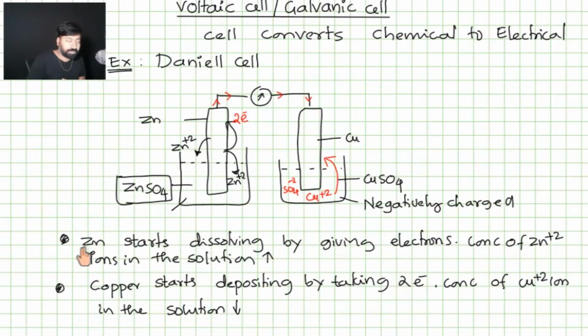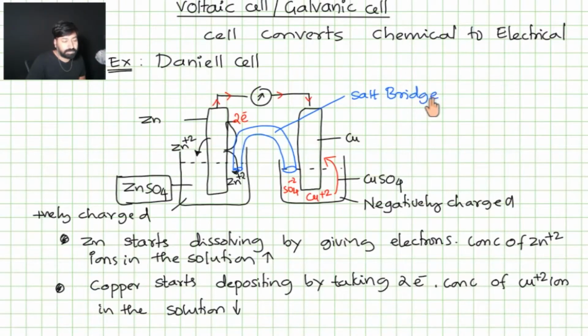Let me write this. This solution is negatively charged, and the zinc solution is positively charged. To overcome this problem, we use a tube called a salt bridge. Let me draw that salt bridge here. The salt bridge is a U-shaped tube, and this salt bridge contains ammonium nitrate, NH4NO3, or KCl or KNO3, any salt which is easily soluble in water.